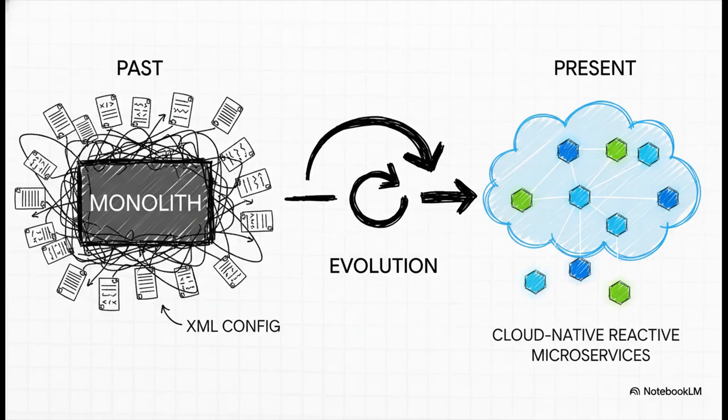And that's really the story of Spring. It's a story of constant adaptation. The framework that started out as a way to escape complex XML files is now the absolute bedrock for building cutting-edge, cloud-native microservices. It has always evolved with the industry, anticipating what developers would need next.